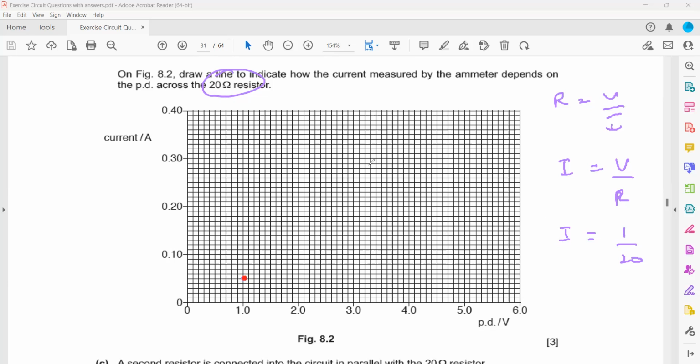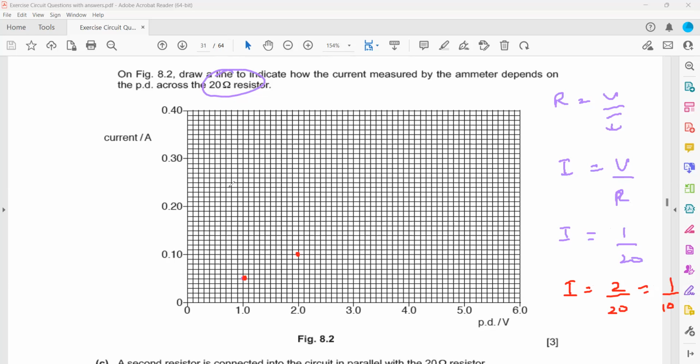Same thing, if the voltage was 2 volts, what will be the current? Voltage divided by resistance gives us the current. The voltage is 2, but the resistance is a fixed resistor, so the resistance does not change. So 2 divided by 20. What's the answer? 1 by 10, or we can say 0.1. So we'll have a point here, the second point.